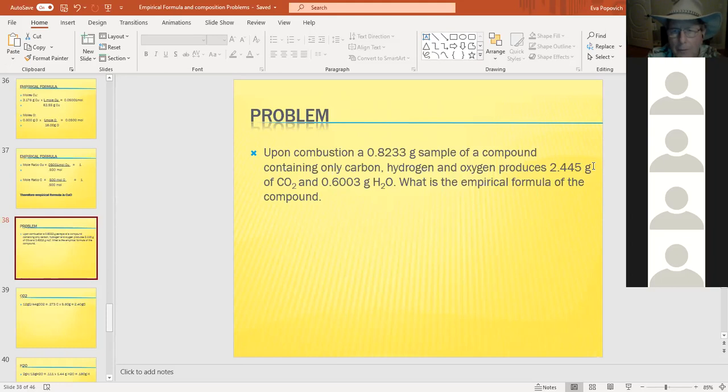The weight of carbon is 12. Oxygen is 16, right? But how many oxygens do I have in CO2? There are 2, so it's 32. So 32 and 12 is 44.